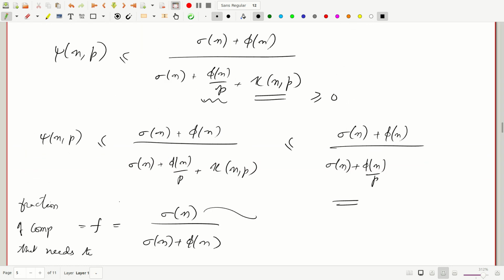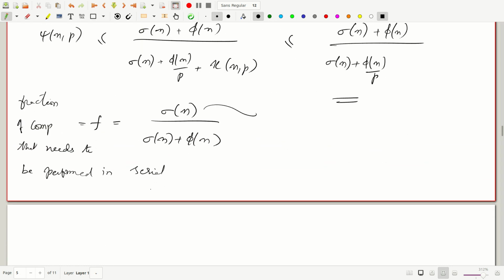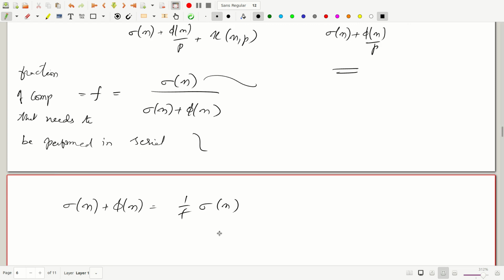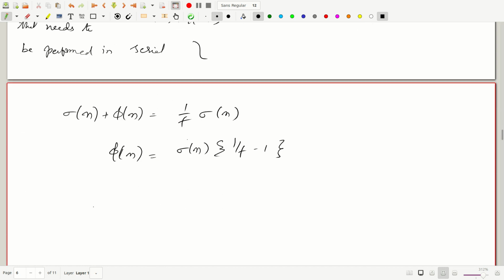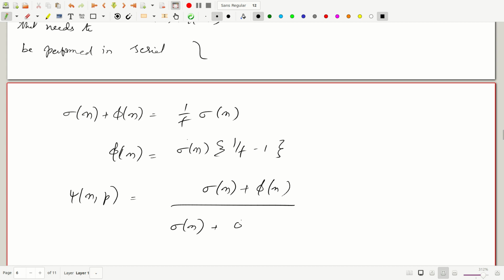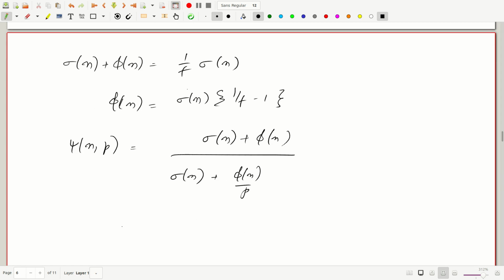Then of course we would need sigma n plus phi of n. So I can write sigma n plus phi of n from here as 1 upon f times sigma n, right? So that can be written. Then we can also write phi of n in terms of sigma n. So phi of n in terms of sigma n would be sigma n times (1 upon f minus 1), right? That means I can go back to this definition, psi of n,p equals sigma n plus phi of n divided by sigma n plus phi of n divided by p. Now I can substitute for these quantities.